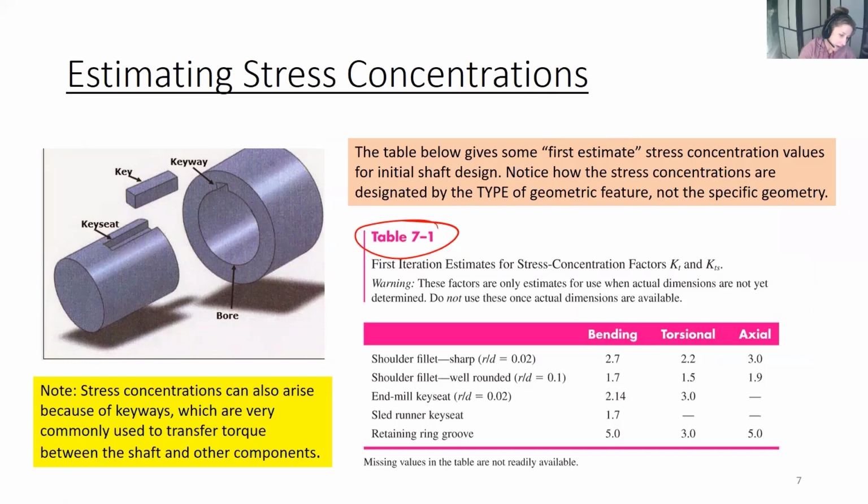And you can see how the stress concentrations are actually not specified by the geometry itself, rather by the type of geometry. So a sharp shoulder fillet, a well-rounded shoulder fillet, 2 types of key seats, and a retaining ring groove. So just looking at the numbers, you can see, for example, that a retaining ring groove is a lot worse for stress concentrations in bending. So what we would have with the retaining ring groove, something like this.